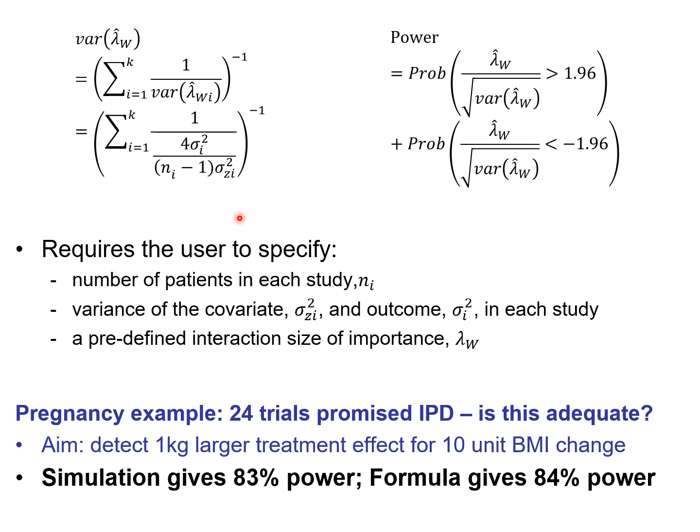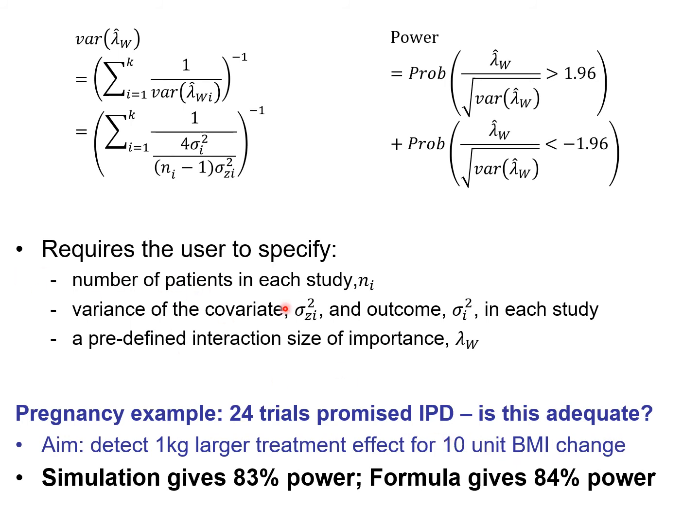So going back to the pregnancy example, before we did the IPD meta-analysis, 24 trials had promised their individual participant data. So we could have asked the question, is that adequate? Is it adequate to detect a 1 kilogram larger treatment effect for a 10 unit BMI change, for example?